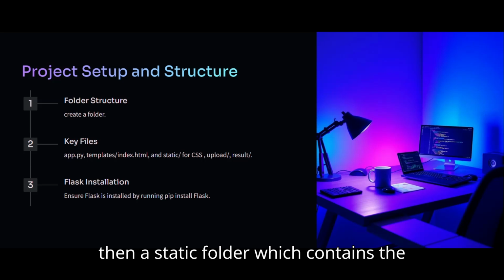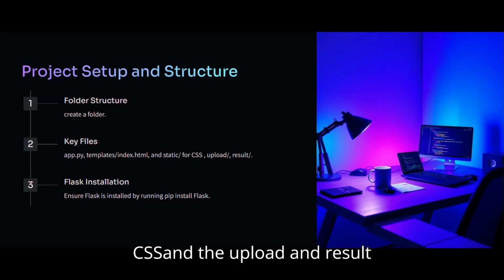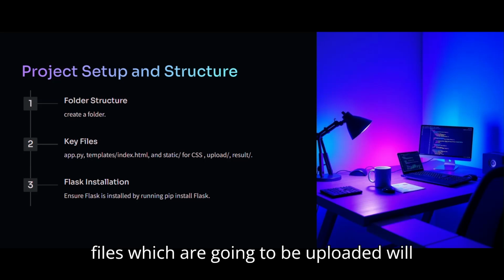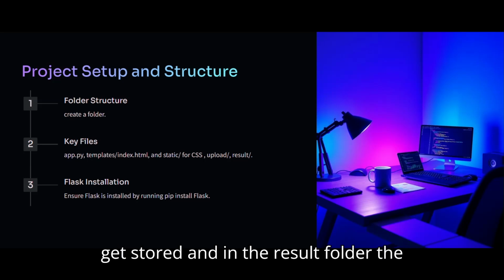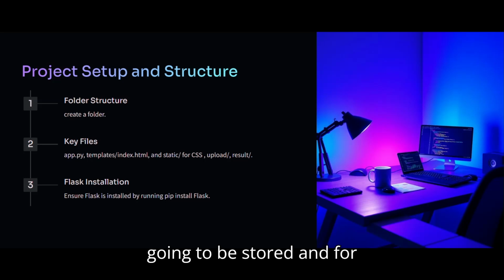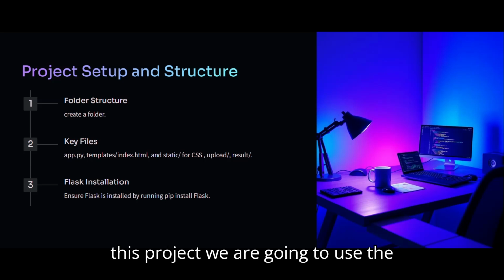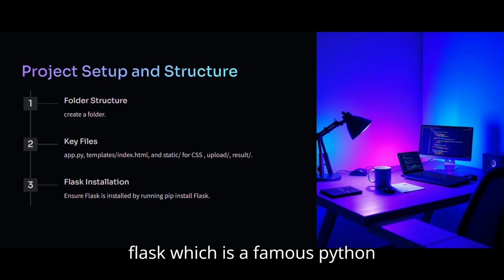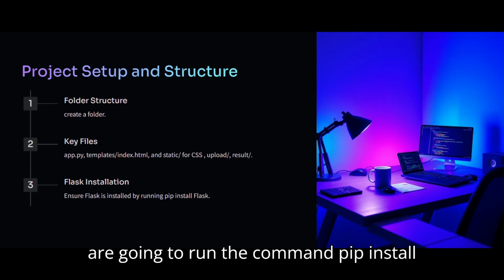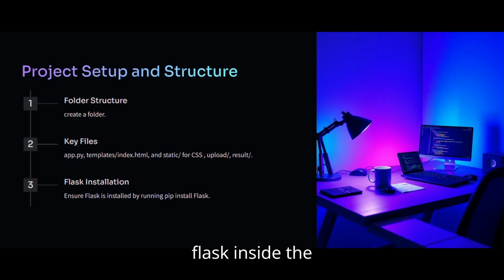Then a static folder which contains the CSS, and the upload and result folders. In the upload folder, all the files which are uploaded will get stored, and in the result folder, the Excel files which are extracted are going to be stored. For this project, we are going to use Flask, which is a famous Python library. For the Flask installation, we are going to run the command pip install Flask inside the terminal.